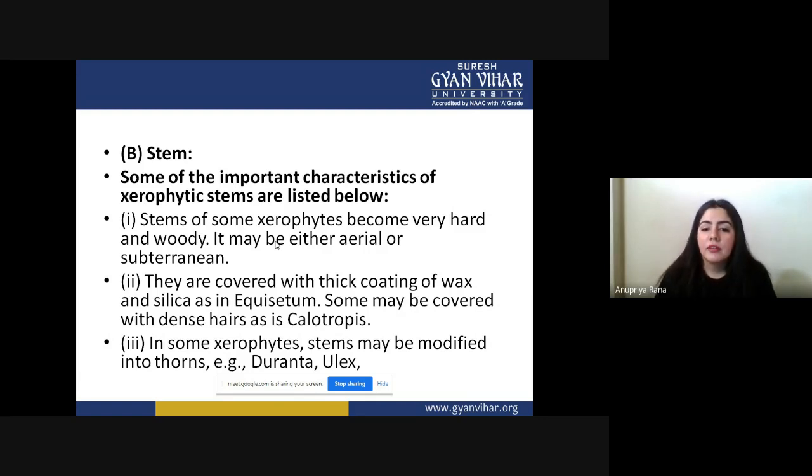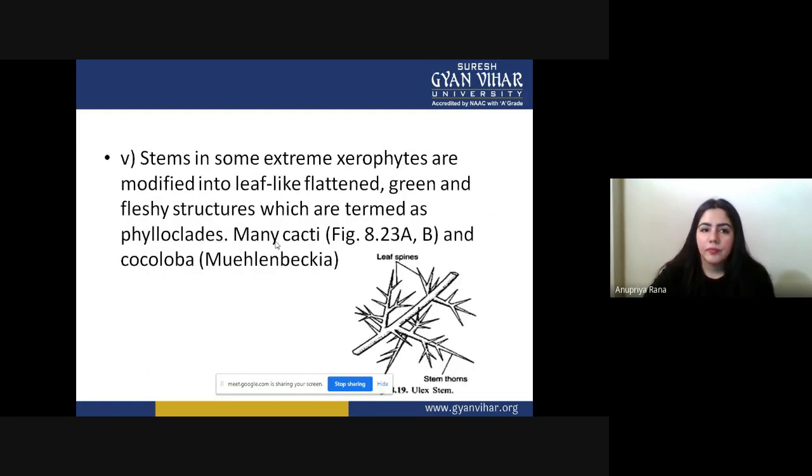In some xerophytes, the stem may be modified into thorns. The whole stem is converted into a thorn-like structure. But these plants have to be very small to be converted into thorn-like structures. Here are some examples of this kind of xerophyte, that is Duranta and Ulex. You can see here, these are the thorns. The whole stem is converted into thorns. This is not the leaves. These are the leaves, fine, but this is the middle one. These are the stem thorns.